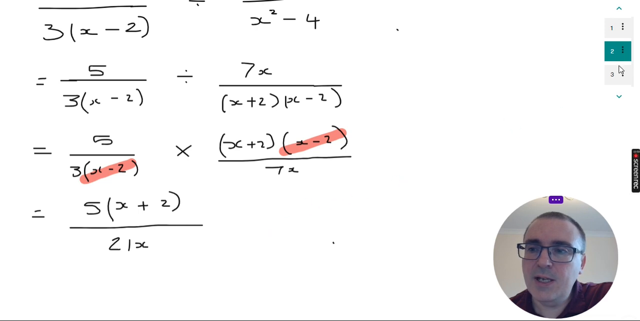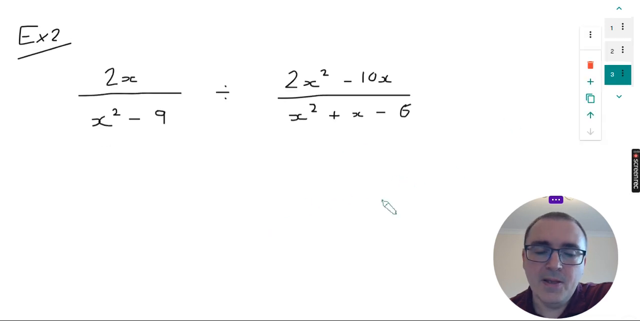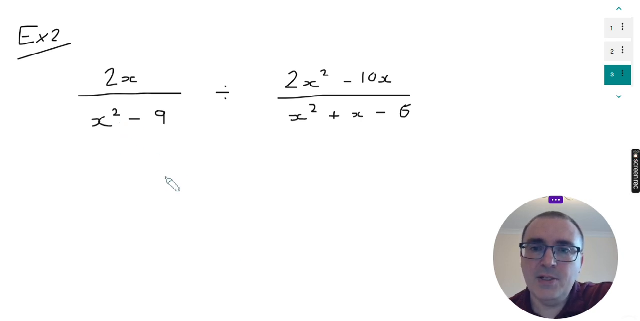So let's move on to the second example. This time we have 2x over x squared minus 9, divided by 2x squared minus 10x over x squared plus x minus 6. So again, let's factorise the numerator and denominator of both fractions.